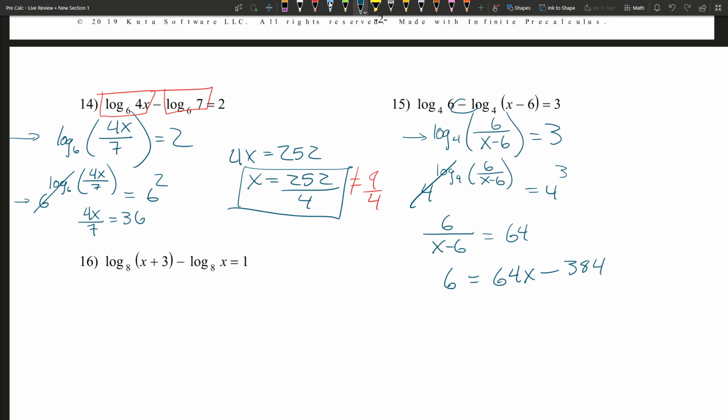And again, really big numbers, but that's okay. If we add 384 to just 6, we get 390. And then we divide by 64 on both sides. All right, and I'm happy with this answer. You don't have to simplify or anything. That's totally fine.